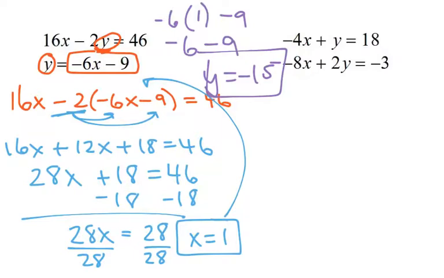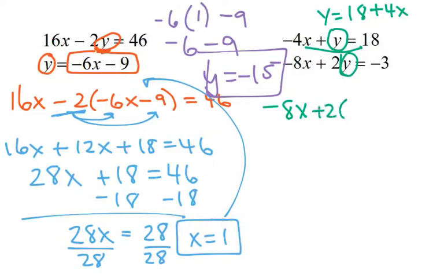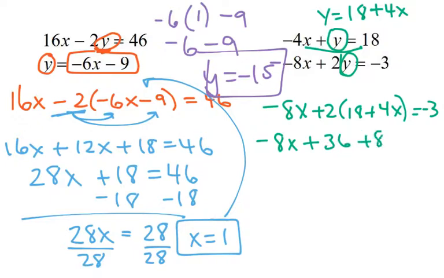Let's try another one. In this one, you can see that the y is almost isolated. We just have to move that negative 4x. So y becomes 18 plus 4x. And now let's plug that into this bottom y. So negative 8x plus 2 times (18 plus 4x) equals negative 3. So when I do this, I get, let's see here, 36 plus 8x equals negative 3.